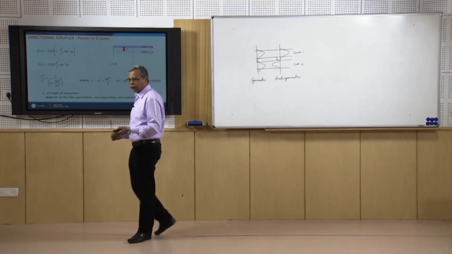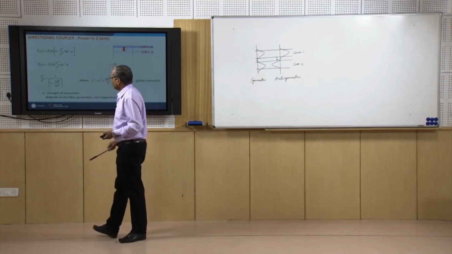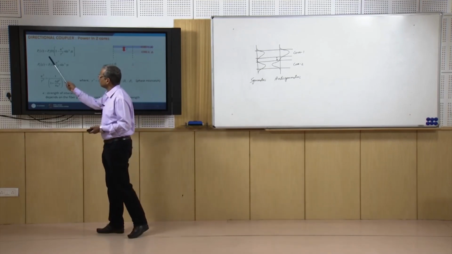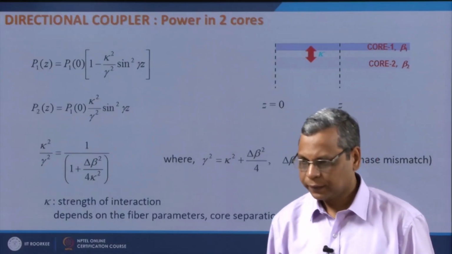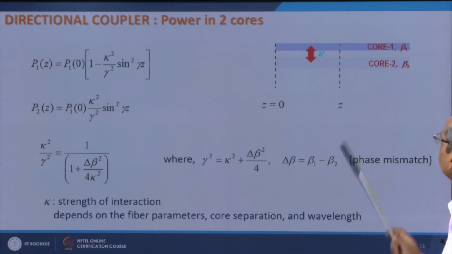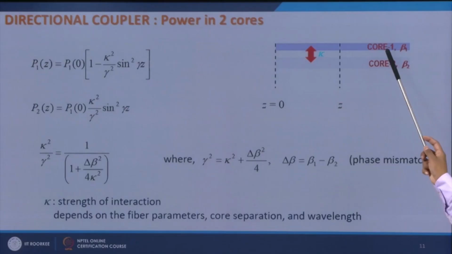So, how does the power evolve? Okay, I can write down the power as a function of z, where z is the length of the propagation. For a generalized case, where I have two cores brought together separated by a low index medium which is the cladding, and I take a generalized case where these two cores are not identical. So, core 1 supports a mode which has propagation constant beta 1 and core 2 supports a mode which has a propagation constant beta 2.